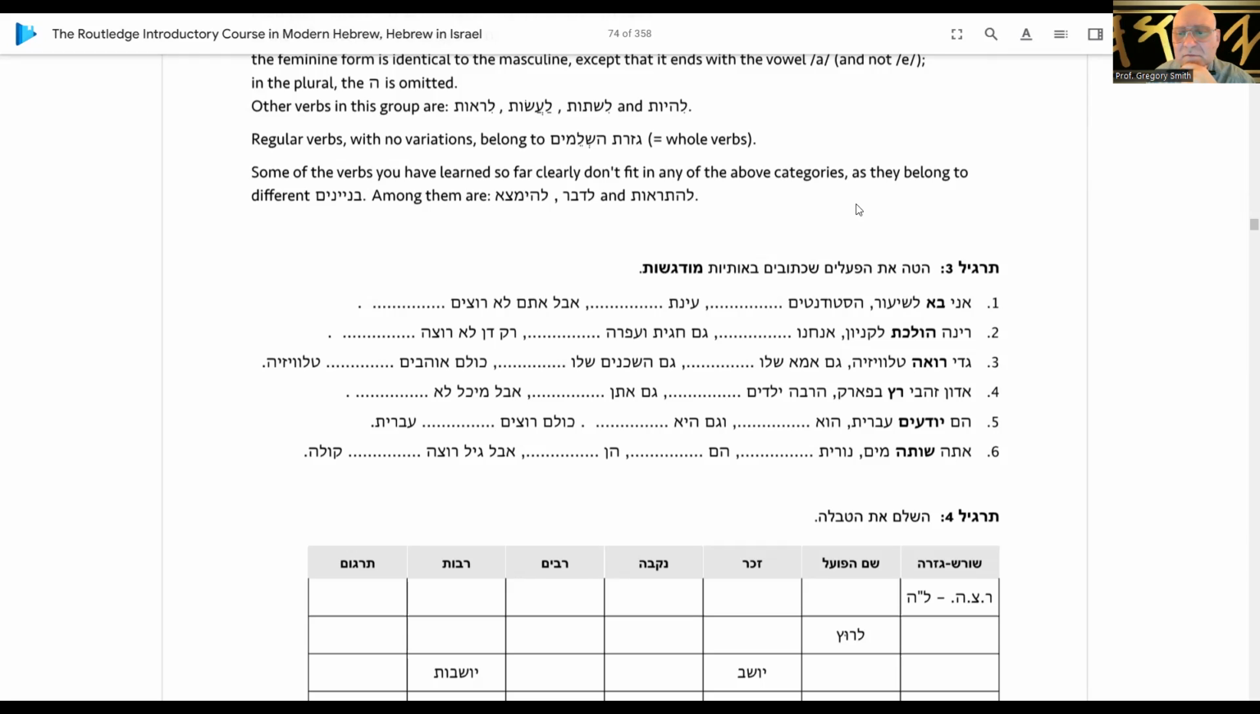Let's see. Shekatuvim. הטה את הפעלים שכתובים. Okay, so that must mean we're going to put in the correct verb form here. Ba'otiyot. Okay, that are written in letters.